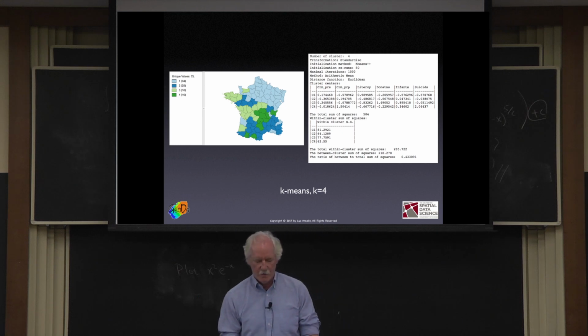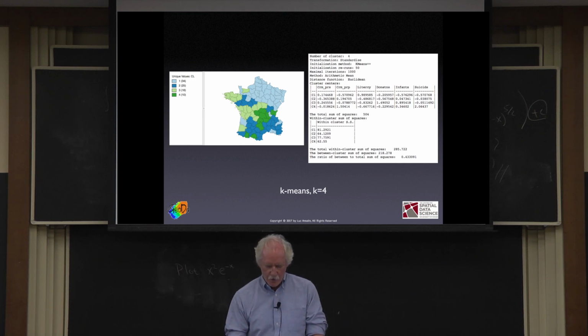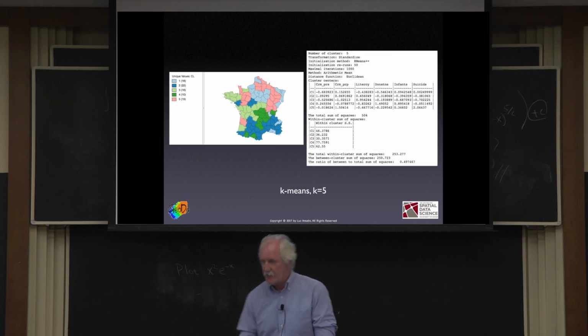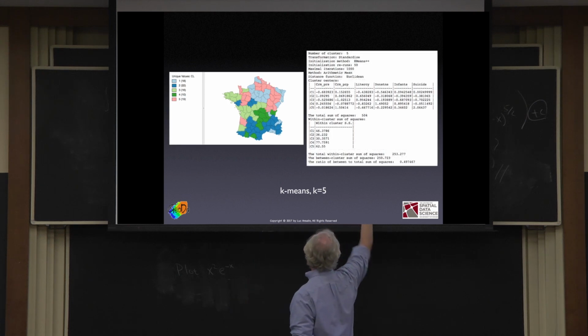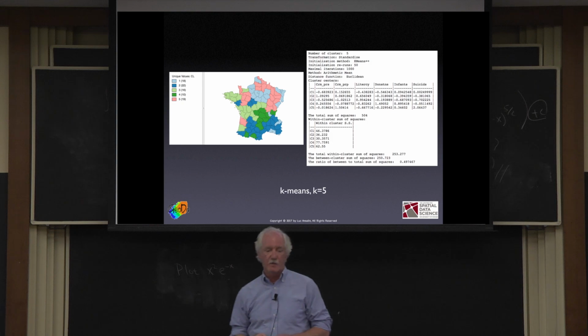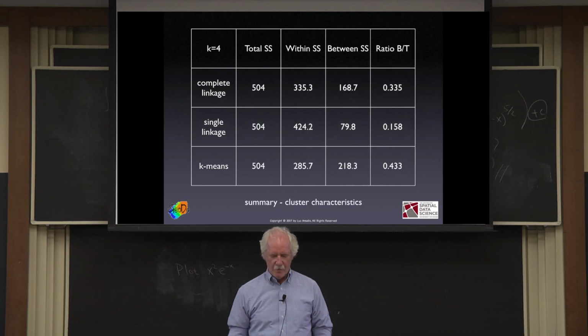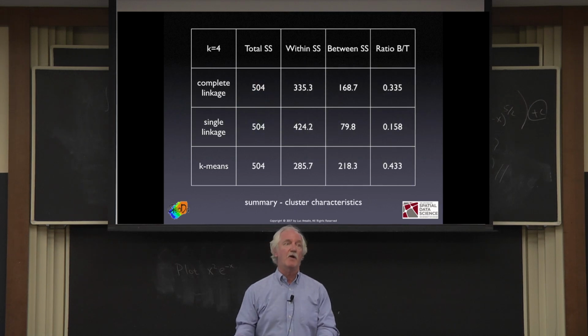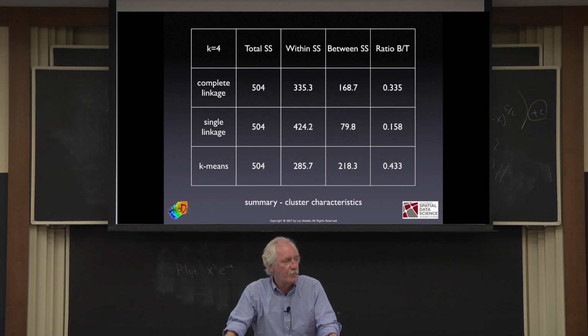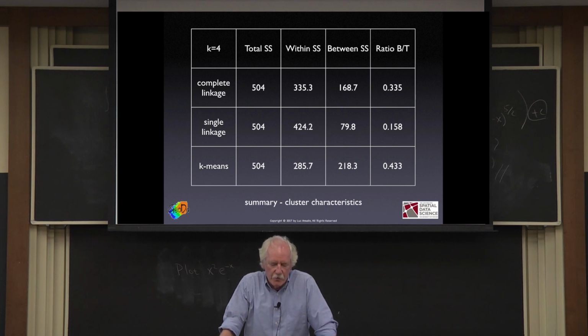0.43 is not that great. And then you can do this for 5, and you see it goes from 0.43 to 0.49. I can't remember whether I have it in this class or in next week. Oh, I have something. This is just summarizing these three: complete linkage hierarchical, single linkage hierarchical, and k-means, all the ones with k equals 4.